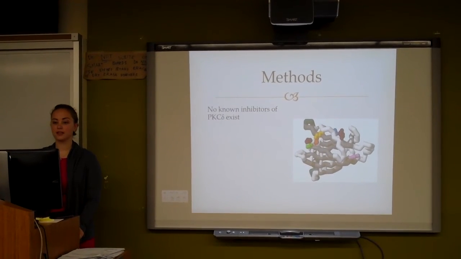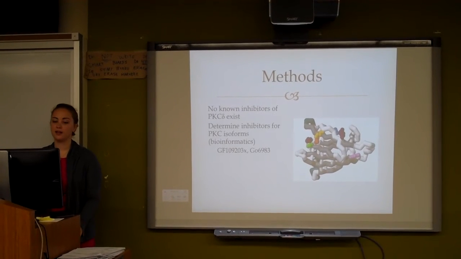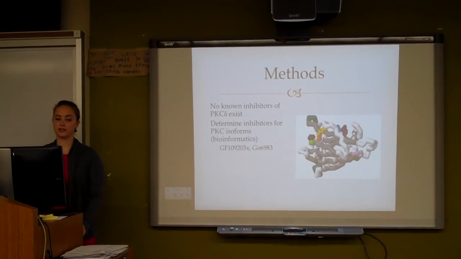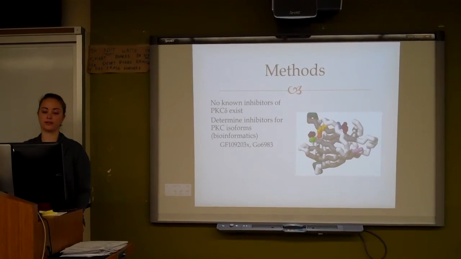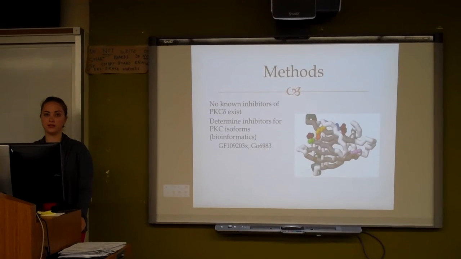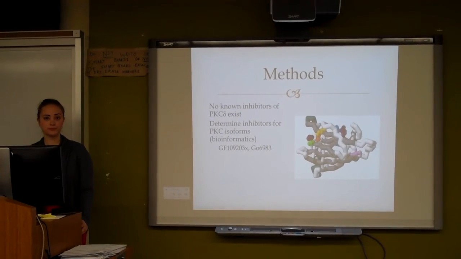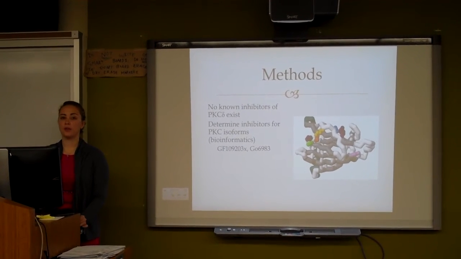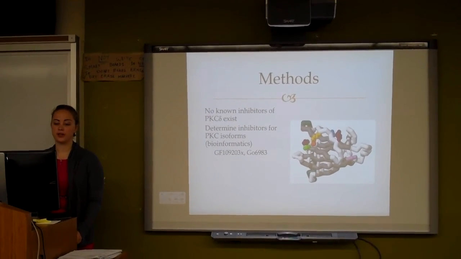My methods. There are no known inhibitors of PKC delta. So what I want to do is determine inhibitors from other PKC isoforms. I'm specifically looking at these two, GF109203X and G06983. These inhibitors bind to the ATP binding region, which prevents activation.